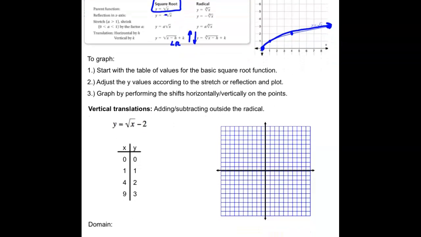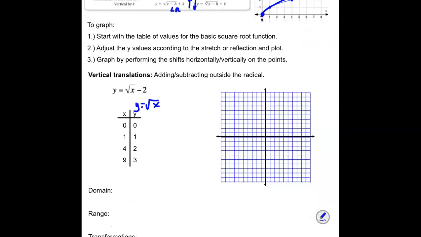So to graph a transformation of that, we start with just our basic square root function, our table of values. So this is y equals the square root of x, the parent function. And then we look at what kind of transformations we are doing to it. Do we have to stretch or compress it? Do we have to reflect it? We do those things next. And then last, we would deal with any left, right, or up, down shifts.